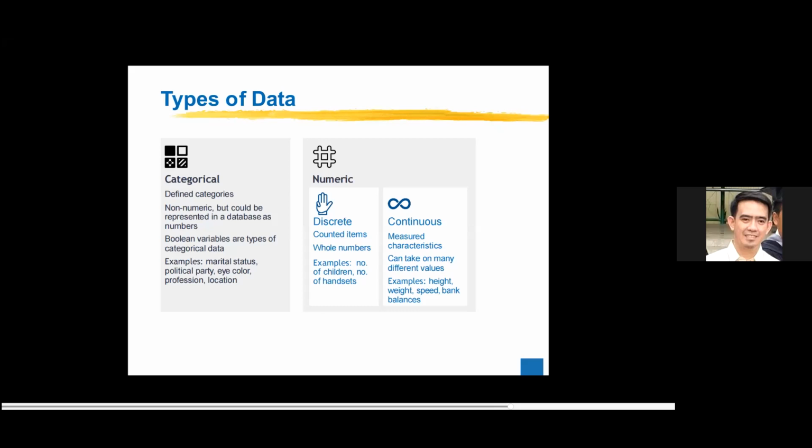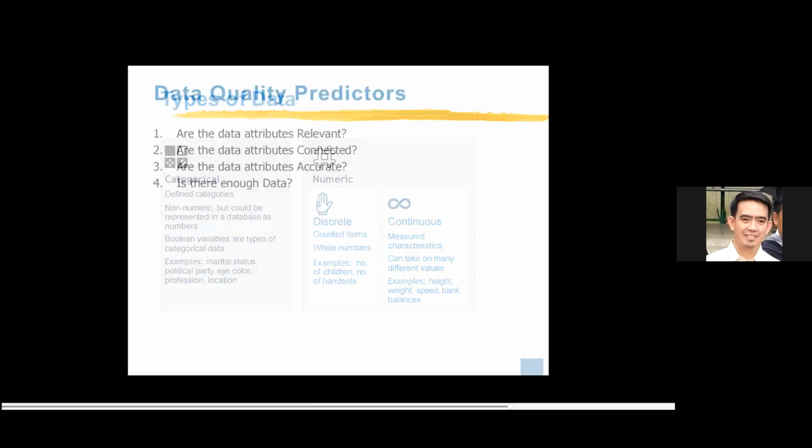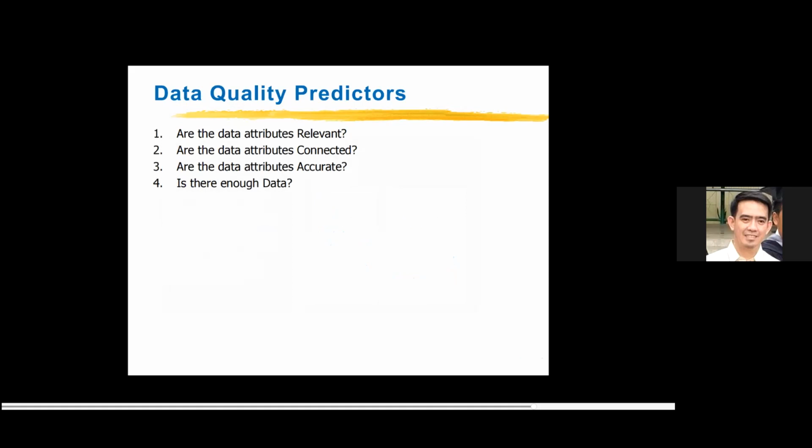So I hope we are able to identify that because we're going to use that later in Excel data analytics. So let's go to data quality predictors. So here are the data quality predictors. I think in 5 minutes time, we're going to finish already part 1 and we're going to proceed with part 2, which is our actual data analytics activity.